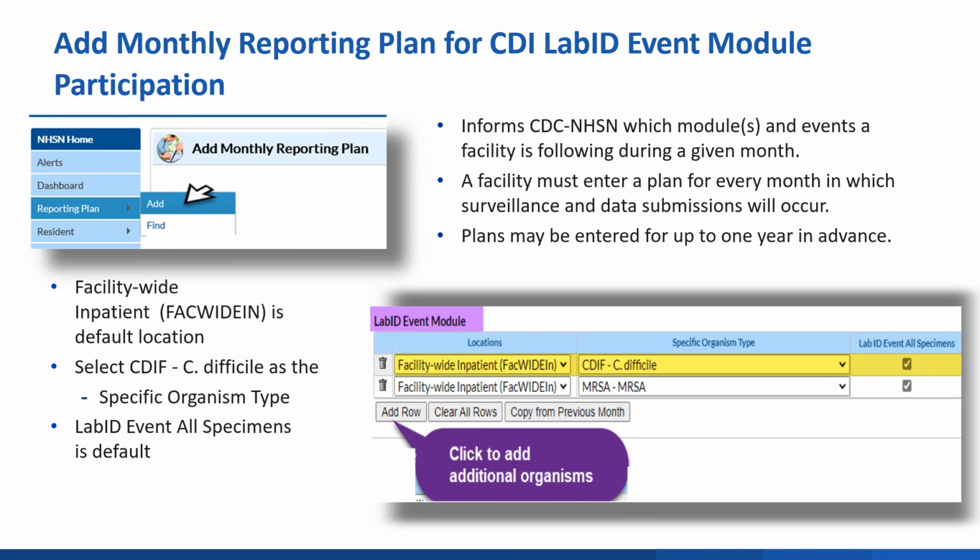A facility must enter a plan for every month in which surveillance and data submission will occur. A monthly reporting plan must be in place before events can be entered into NHSN for that calendar month. Plans can be modified retrospectively and can be entered for up to 1 year in advance.